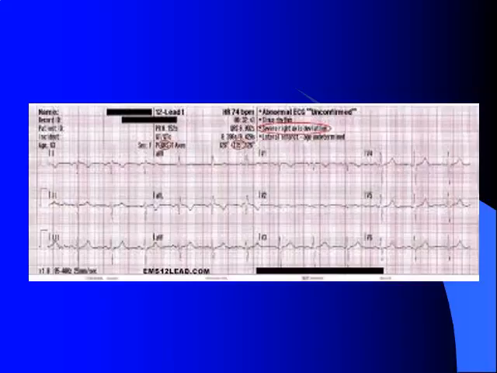This one's a little bit tough to see, but it looks like AVL is our most equiphasic. Running perpendicular to AVL would be lead 2. Lead 2 is mostly negative, which means our axis is negative 120 degrees, or a far right axis.